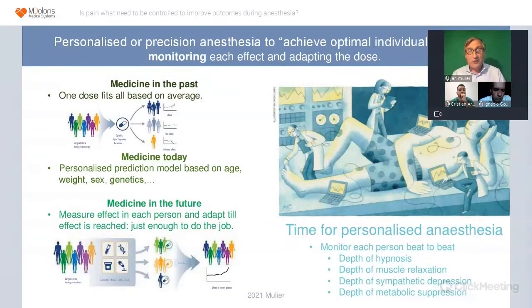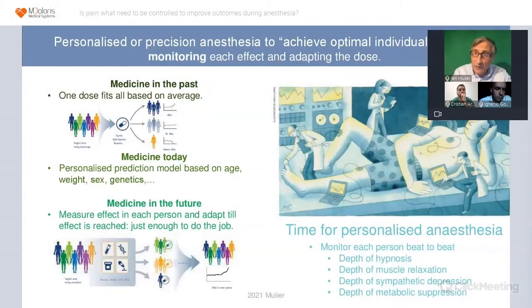Medicine in the past was one dose fits all based on an average. Medicine today is personalized, but prediction based on age, weight, sex. But I think we have even to go one step further in anesthesia. It's not just based on predictions, because, as we know, even with a prediction based on whatever, it is not possible to gather everything.